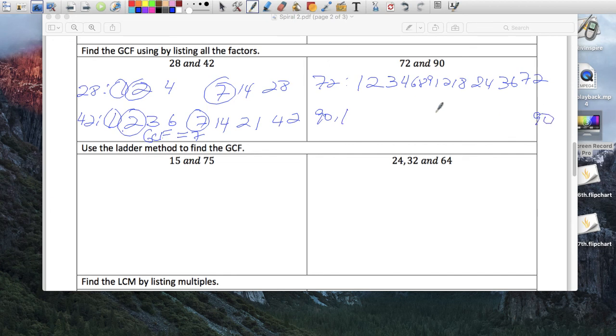1 and 90. 2 and 45. 3 is a yes. 3 and 30. 4 and... did that 4 work? 4 and no. 5 and yeah, that 5 and works. 16. No. No. Did I say 15? 5 and 18. Sorry. 6.